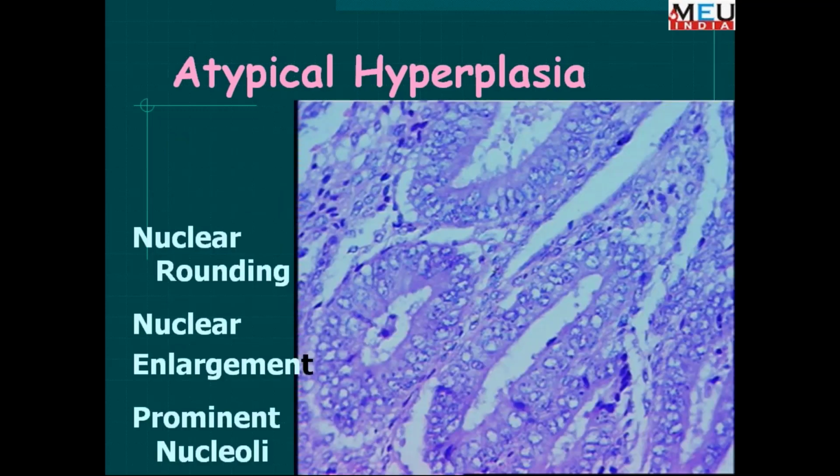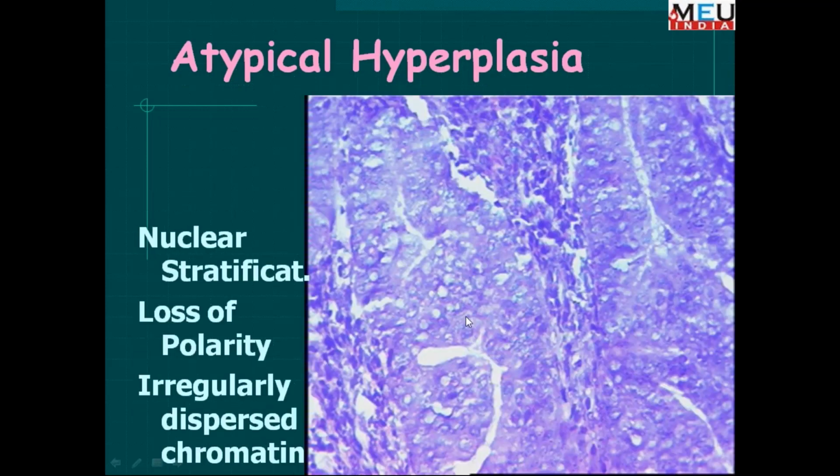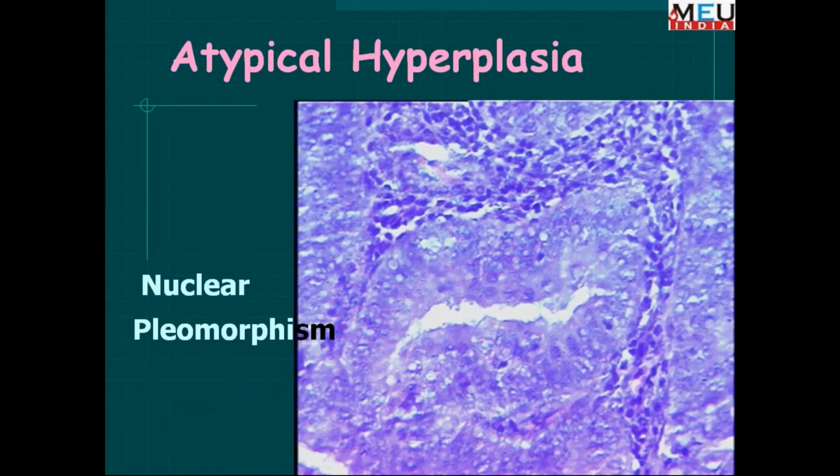We also find that there is atypical hyperplasia. You can see here the nuclei, instead of being elongated, start becoming round and parallel to each other. There is nuclear enlargement, and we also find prominent nucleoli. Loss of polarity, that is, the nuclei are no longer parallel to each other, and the chromatin is irregularly dispersed. And we also find nuclear pleomorphism in the gland.